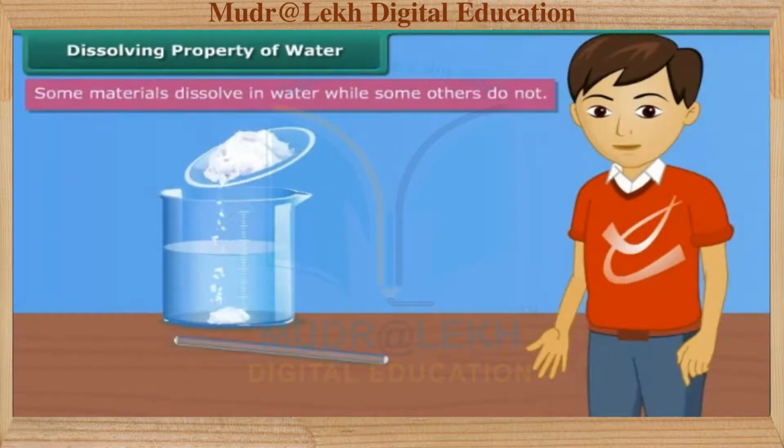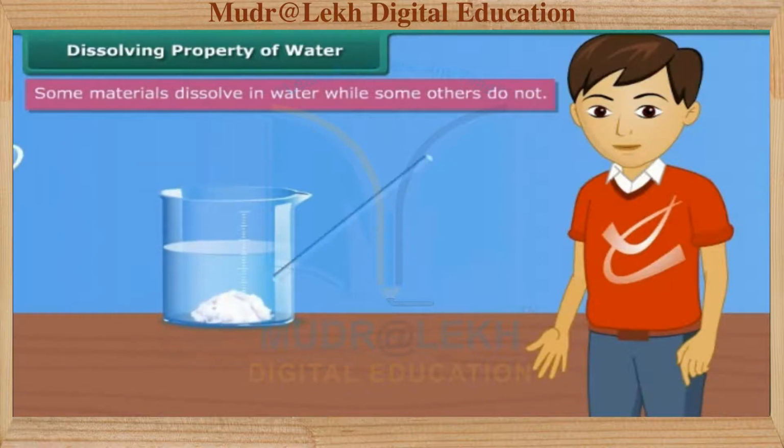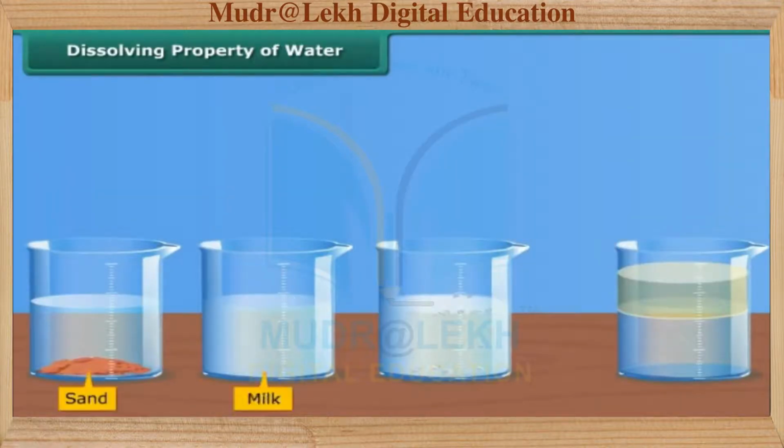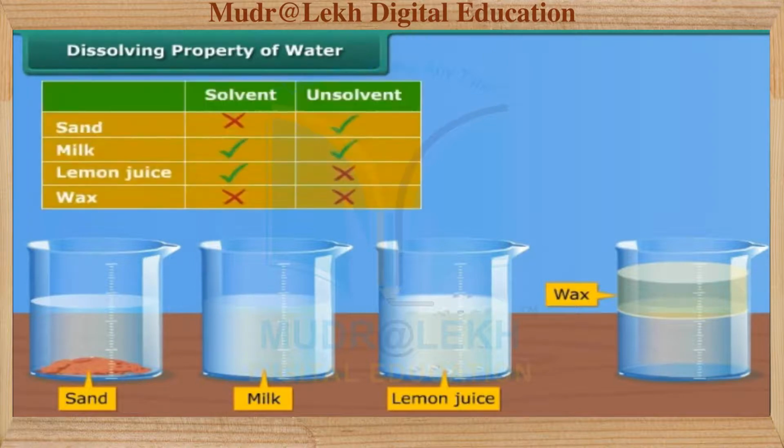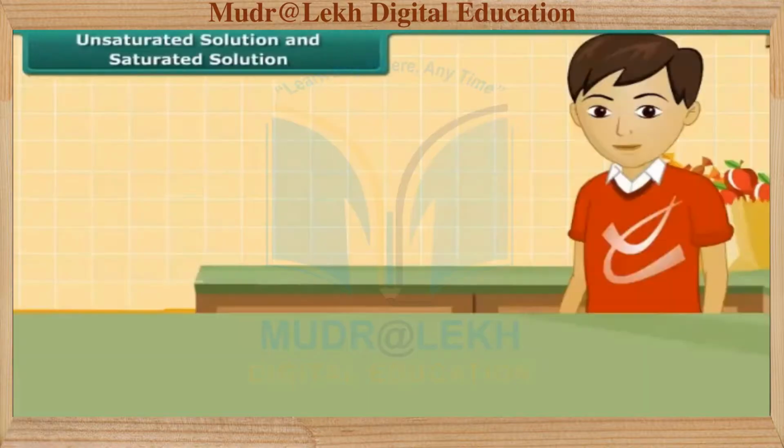Water is a universal solvent. It dissolves many things, but there are certain items that do not dissolve in water. Collect sand, milk, lemon juice and wax. Also take some sugar and salt. Try to dissolve these materials in water separately. Make a table of your observations. Compare your observation table with the table shown on screen. Let us now do another workout.